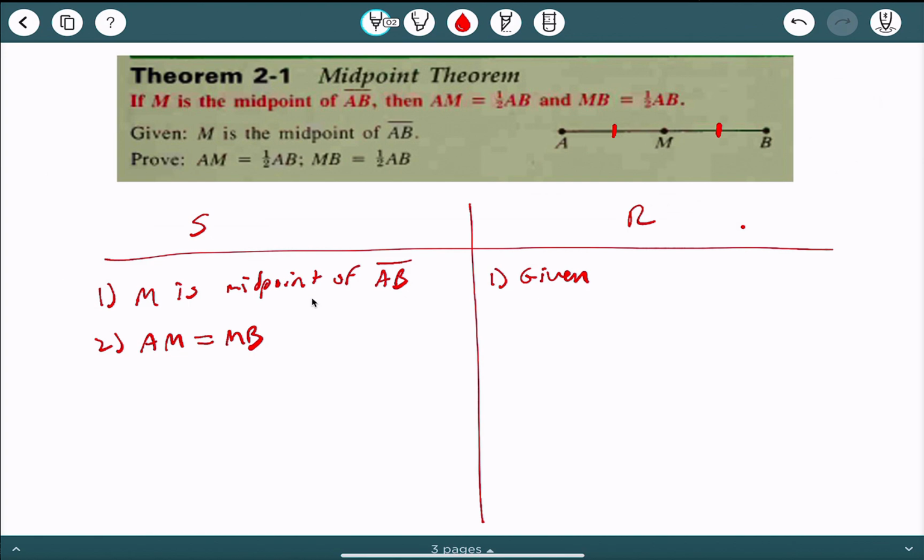Or you could put the segment symbol on top and write congruent if you're talking about the actual shape. But we'll take the length of AM is equal to the length of MB. And my reason for that would be definition of midpoint, right? So definition of midpoint.